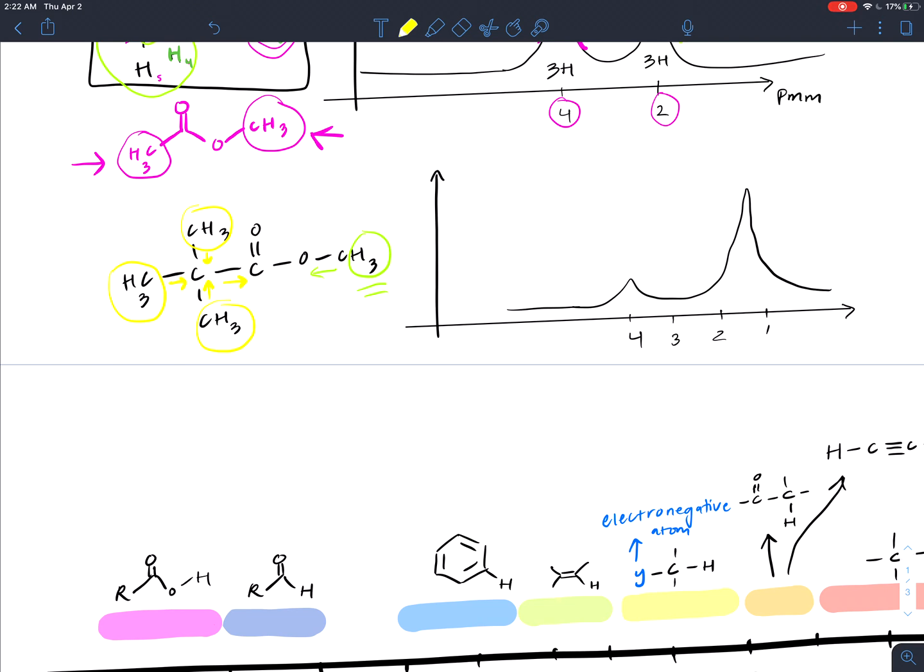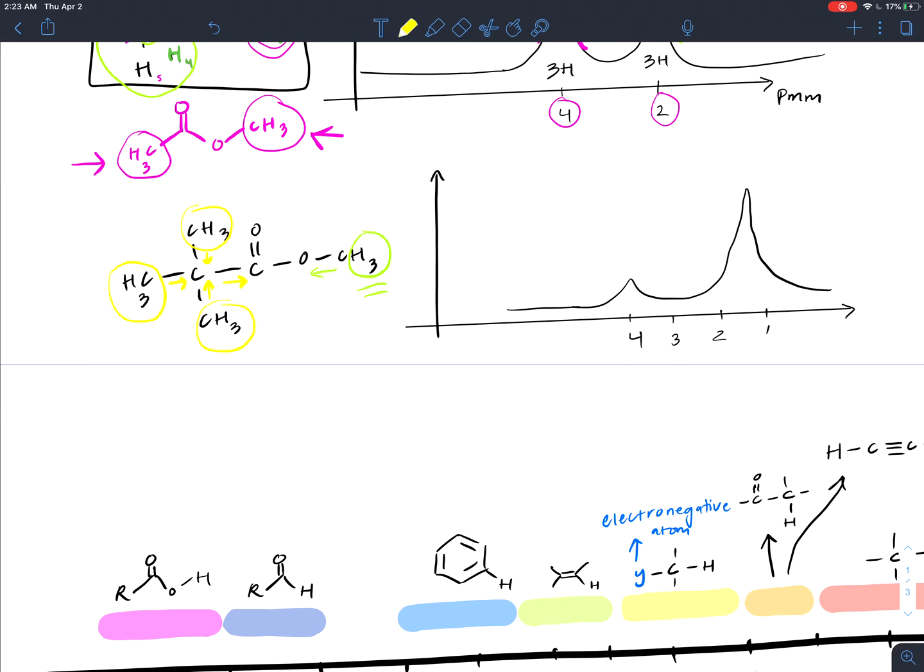So if I ask you how many signals I should have, you should immediately say I have 2 signals. Why? Because I have 2 hydrogen environments only. The first one is the green, so 3 hydrogens, and the other one is those 9 hydrogens from each CH3. I have 3, so I have a total of 9 hydrogens from the yellow ones.